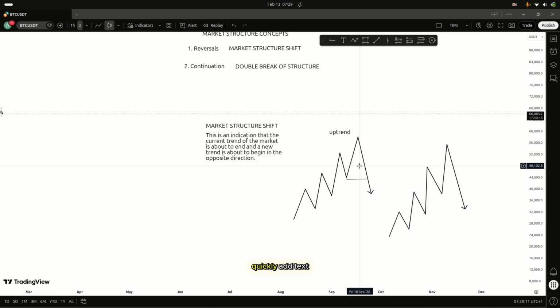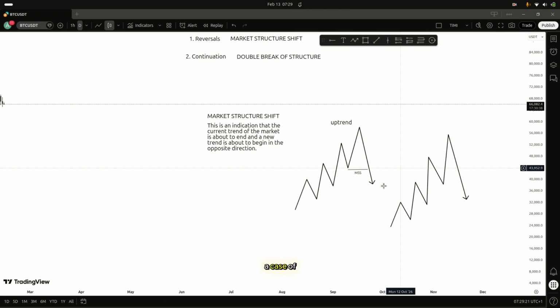So let me quickly add text here. So this is a market structure shift. I'll use the abbreviation MSS. So this is a market structure shift, but this is a case of an uptrend.